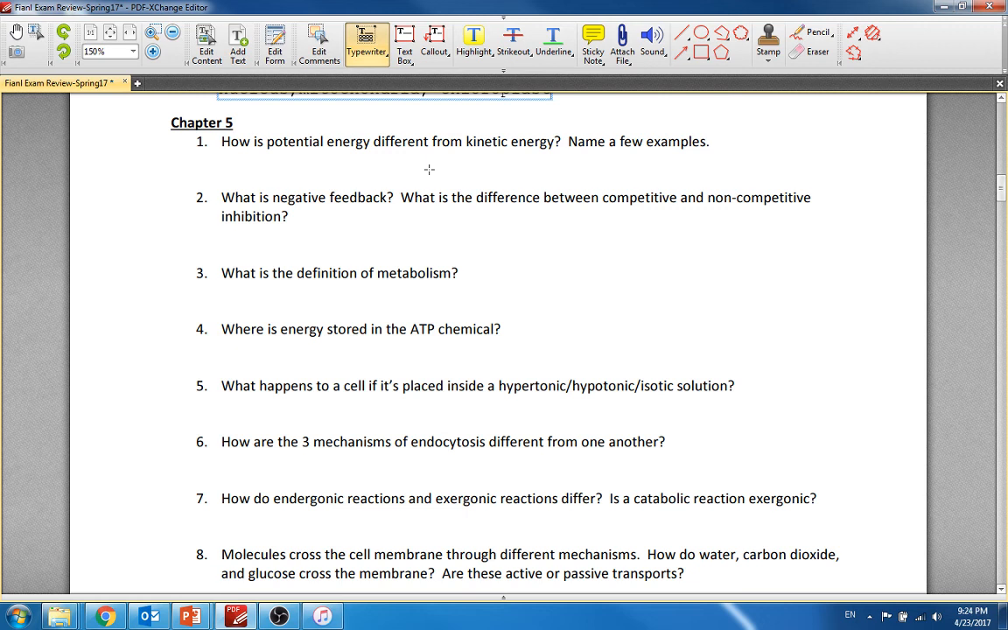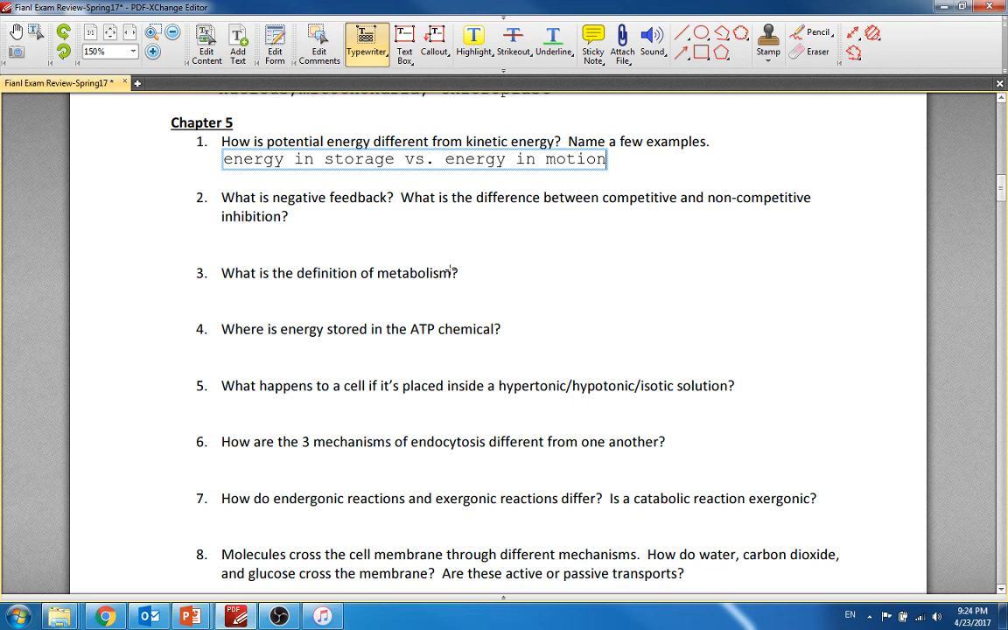Chapter 5. How is potential energy different from kinetic energy? And give a few examples. Potential energy is the energy that is stored, that is not being used. Kinetic energy is the energy in use. Think about motion, right? So one example of potential energy would be the chemical bonds stored in food, for example.